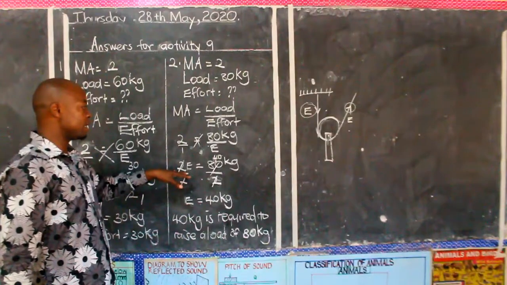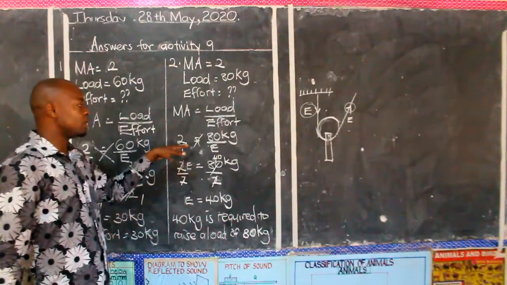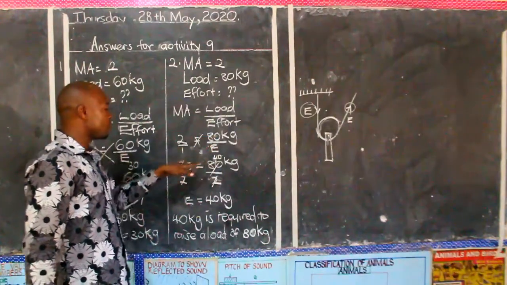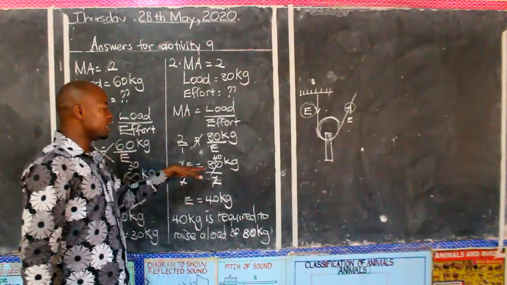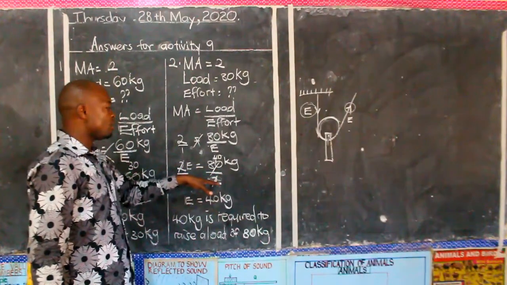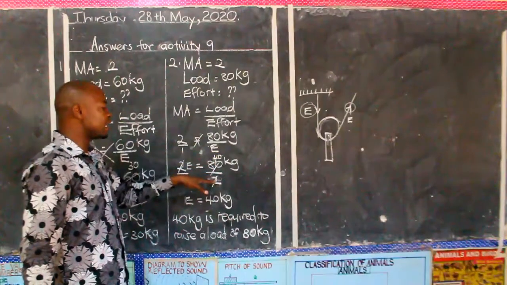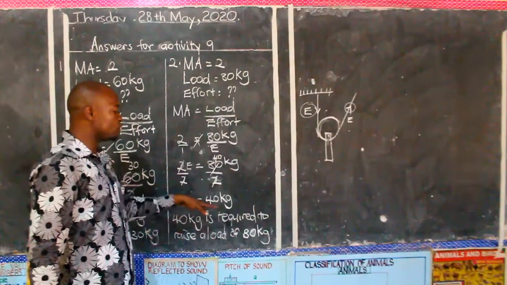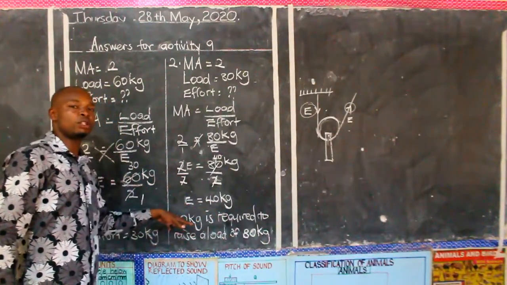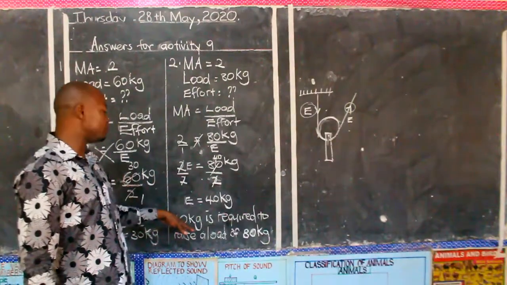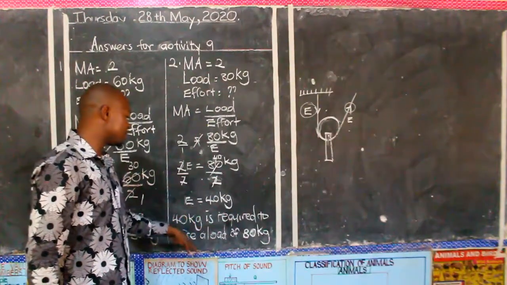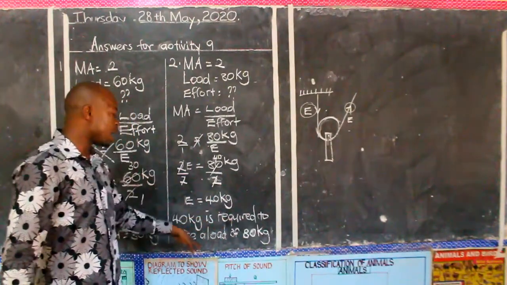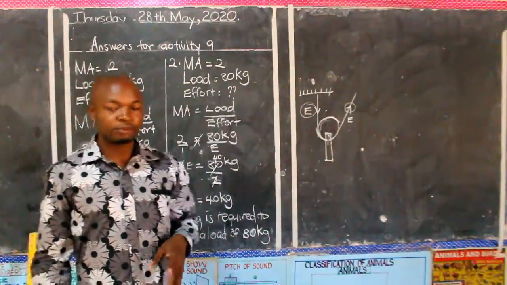We shall cross multiply, and here we shall use 1 such that we get the weight. I shall say 2E is equal to 80, of which we are to divide each side by 2 to get E isolated. Shall we say E is equal to 40? And remember the question was what force would be required to raise a load of 80 kilograms. We shall say 40 kilograms is required to raise a load of 80 kilograms.